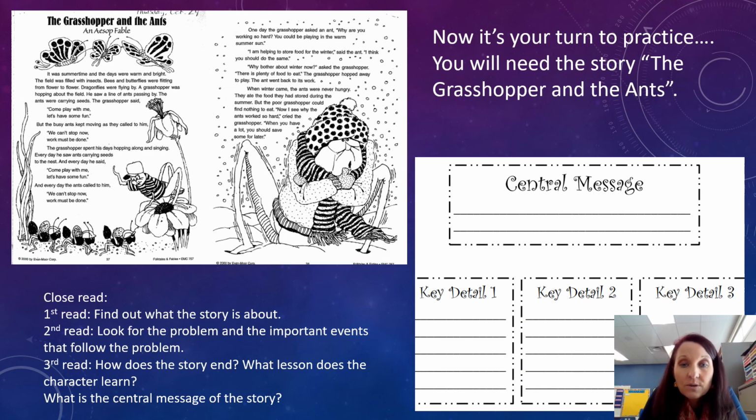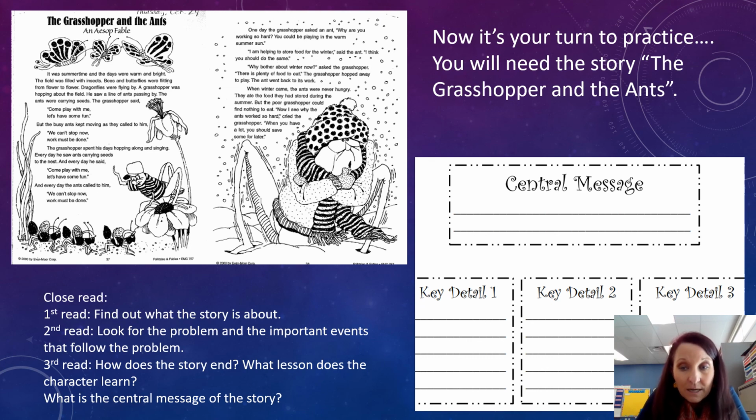So what you're going to do is write down those three key details in the boxes, starting with the problem in the first box. Then the second one is something important that happened that will help you find out what lesson the character is starting to learn. And then the third one is what happens at the end. When you take all of that information together and figure out what lesson that character learned, what is the central message that we can apply to our lives? And then you'll write that in the box up here.